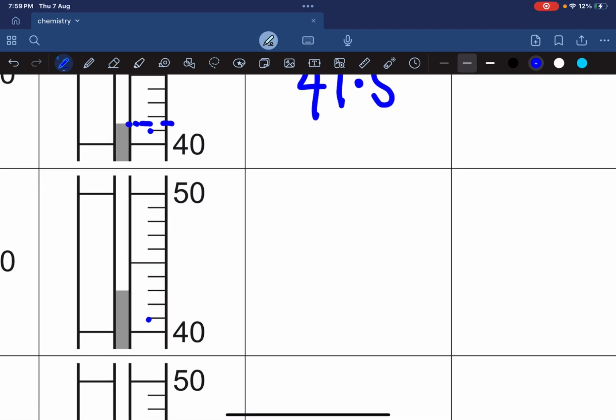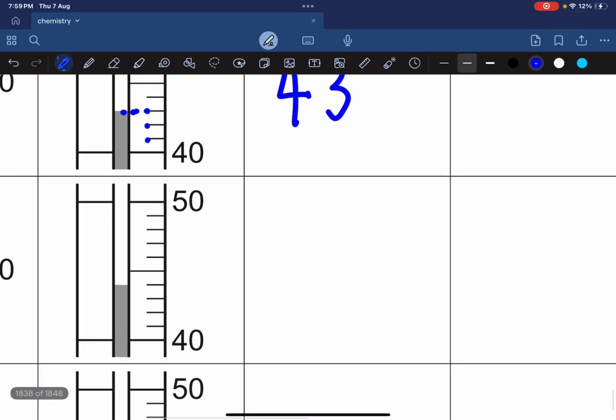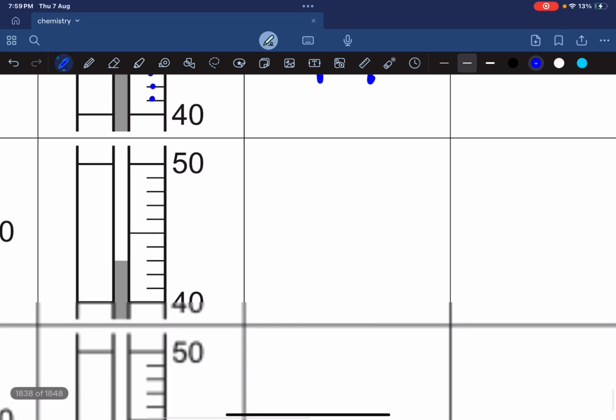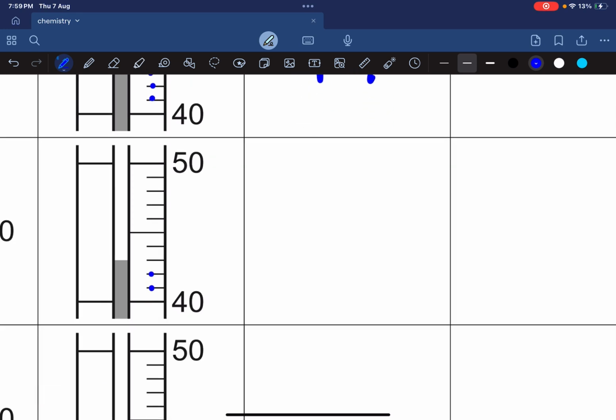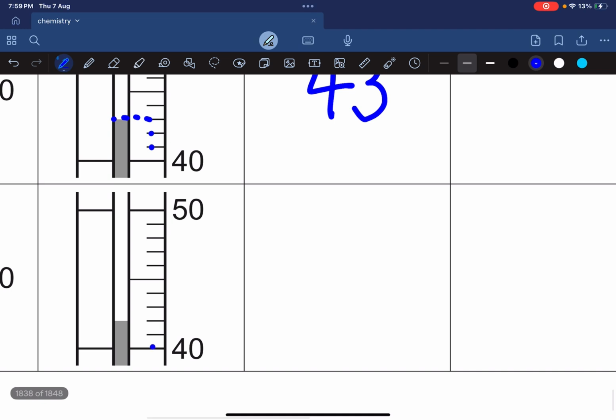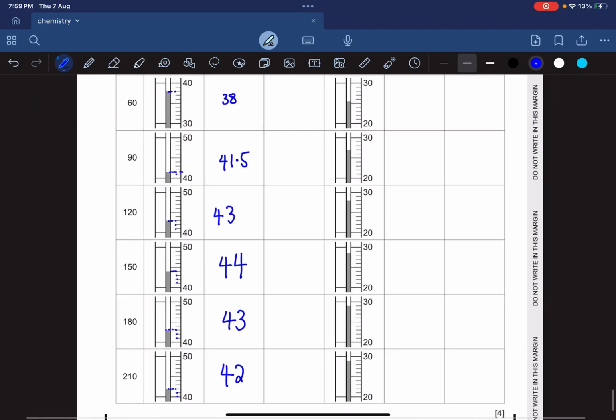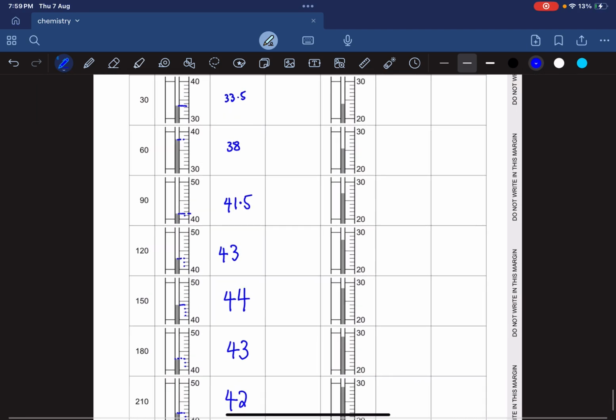40, 41, 42, 43. Okay, 40, 41, 42, 43, 44. Now 40, 41, 42, 43. And now this is 40, 41, and 42. Okay, what is the mistake that I have made in all these numbers?